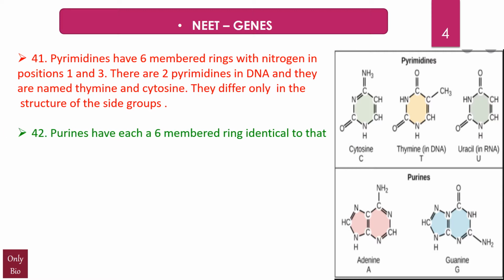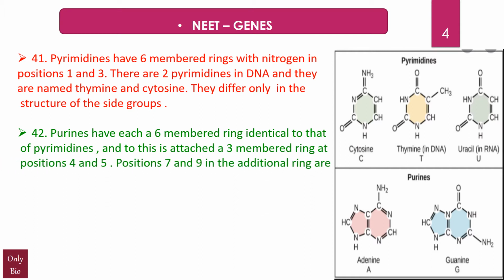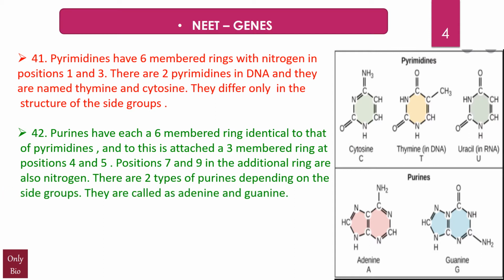Point number 42. Purines each have a six-membered ring identical to that of pyrimidines, and to this is attached a three-membered ring at positions 4 and 5. Positions 7 and 9 in the additional ring are also nitrogen. There are two types of purines depending on the side groups, and they are called adenine and guanine.